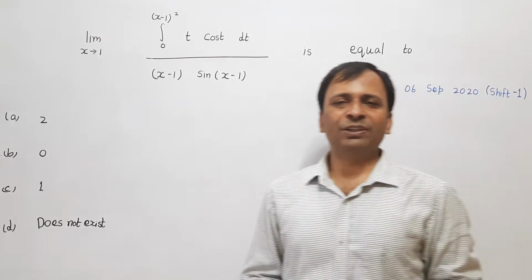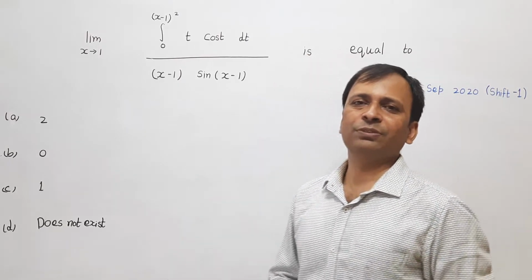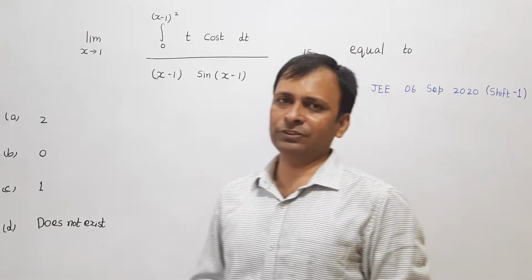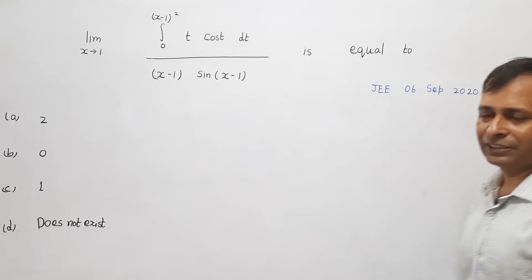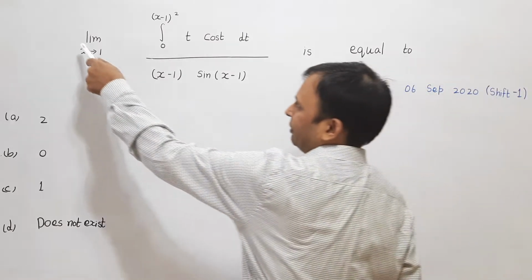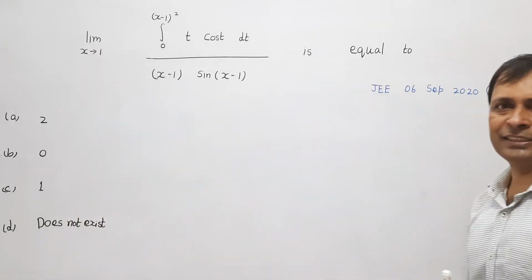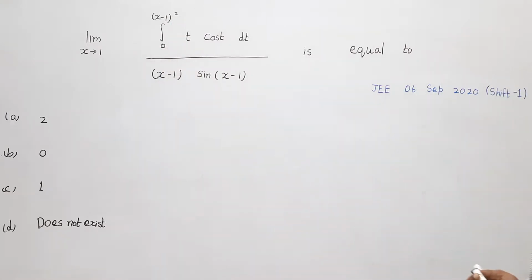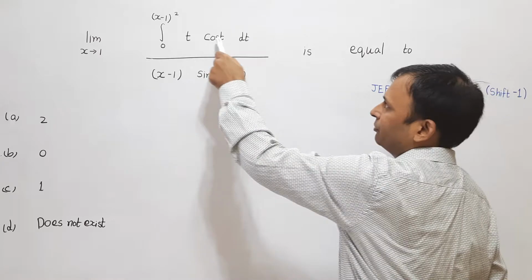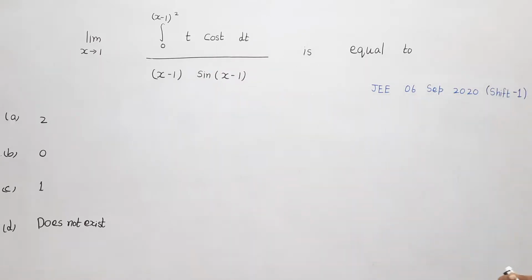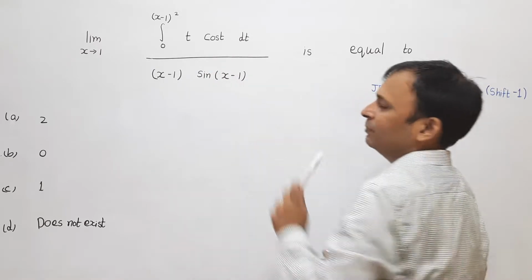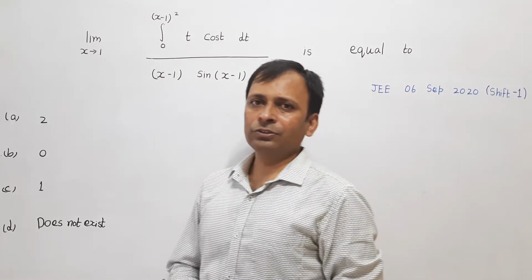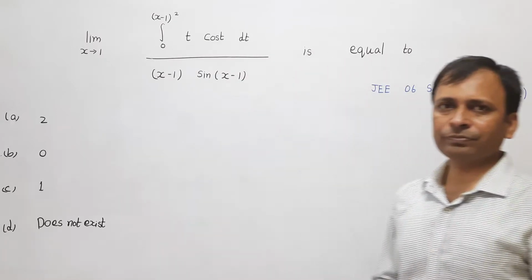Now let's take this problem which I have taken from JEE 2020, 6th of September, first shift question. The problem is we have to evaluate the limit x approaching 1 of the integral from 0 to (x minus 1) whole square of t times cos of t dt, upon (x minus 1) into sine of (x minus 1). So what would be the value of this limit?